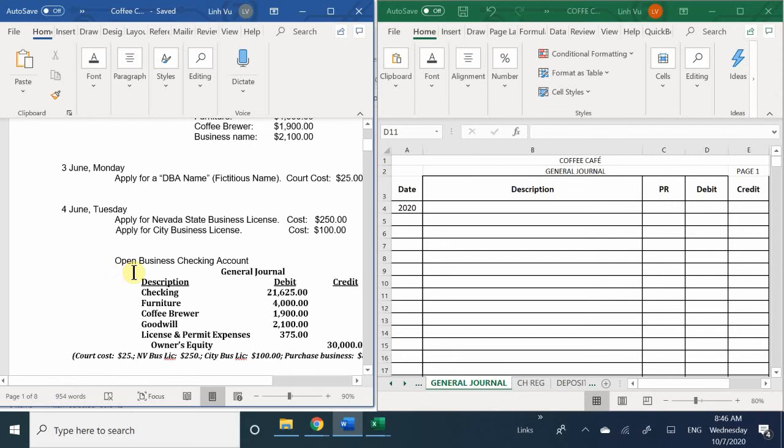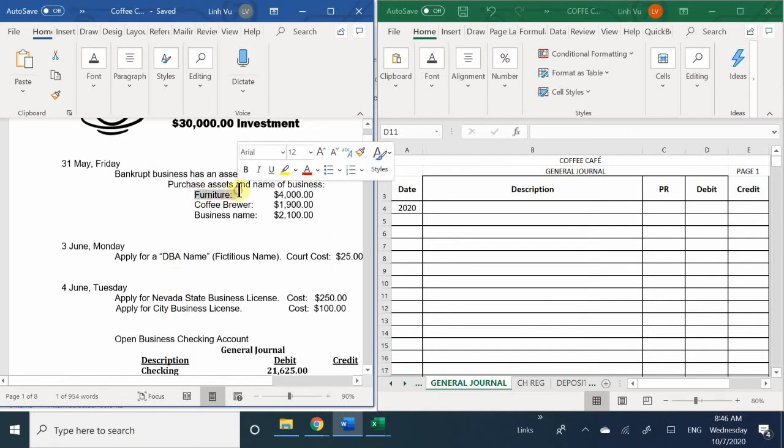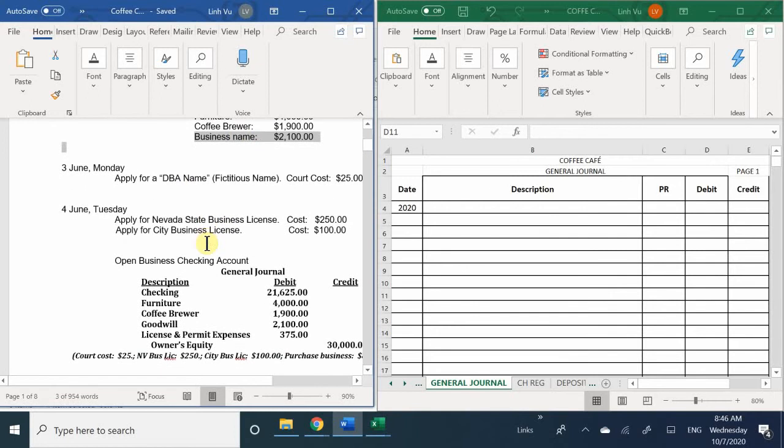The accounts I will be looking at are a checking account and a furniture account, because when we acquired the business, we received furniture. We also received a coffee brewer, and we also got a business name. In this case, we call that goodwill. The goodwill is your business name; it's buying out the company. And we also made a profit on that sale.